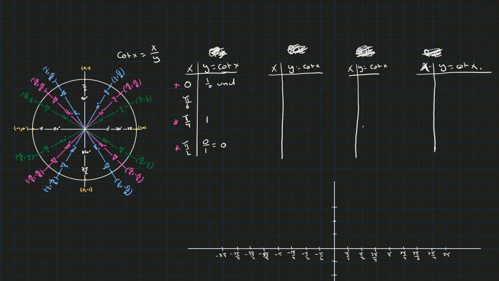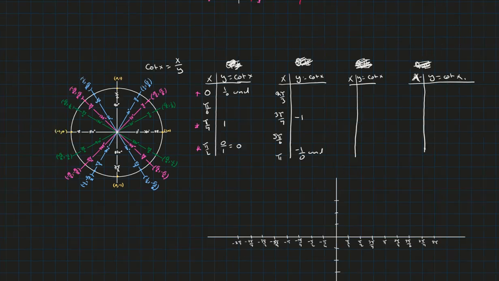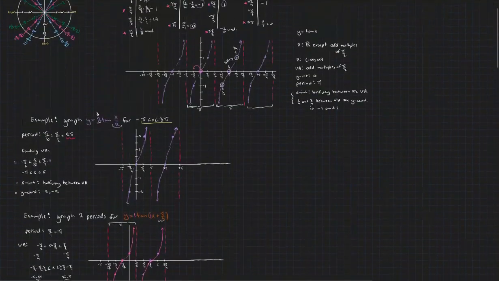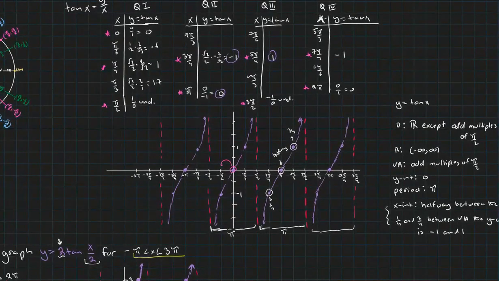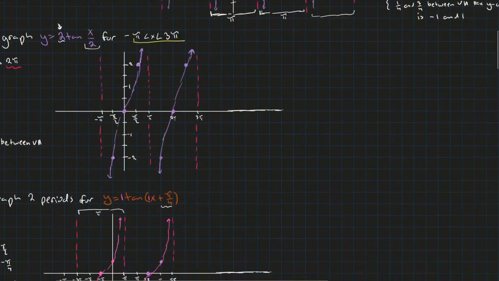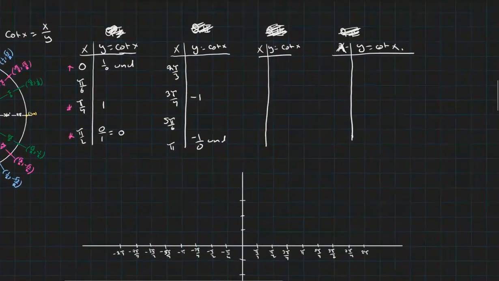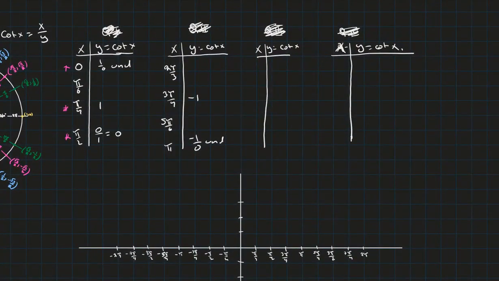So over here, 2 pi over 3, not really interested. 3 pi over 4, negative 1. 5 pi over 6, not interested. Pi I am interested in because that is going to be negative 1 over 0, which is undefined. Hopefully you're picking up on this pattern. If you go back to tangent, what are we noticing? Anywhere tangent was 0, now it's undefined. Anywhere it was undefined, it is actually 0. And it kind of makes sense, right? Because we're flip-flopping the positions of 0 and 1.